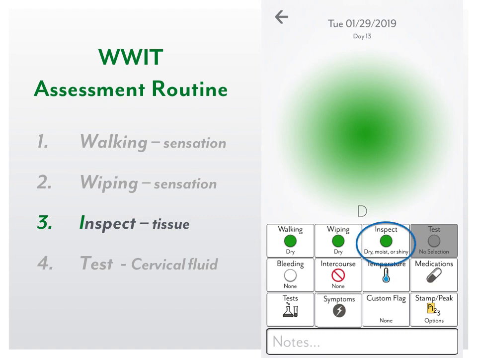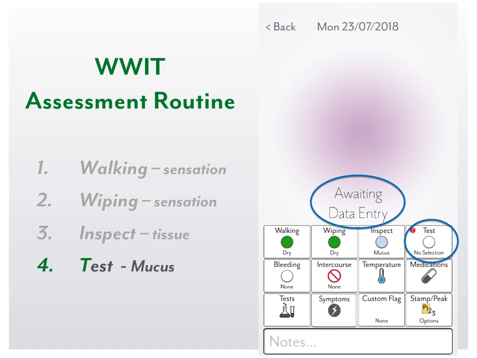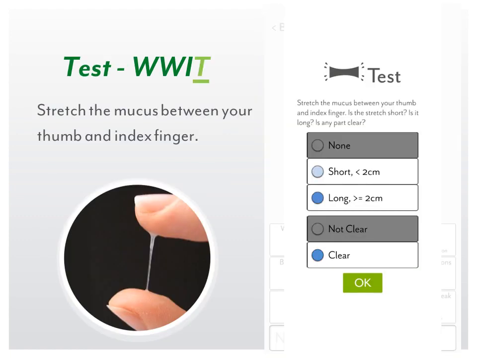Inspect the tissue and click on the appropriate tile. Record what you see on the tissue. If there is mucus or any discharge, lift it up to test. You will note that the system awaits data entry if you click on mucus because it wants you to document more information. In particular, we want to know if you stretch the mucus between your thumb and index finger, did it reach 2 centimeters, yes or no? Was it clear, yes or no? Click on the appropriate tile.